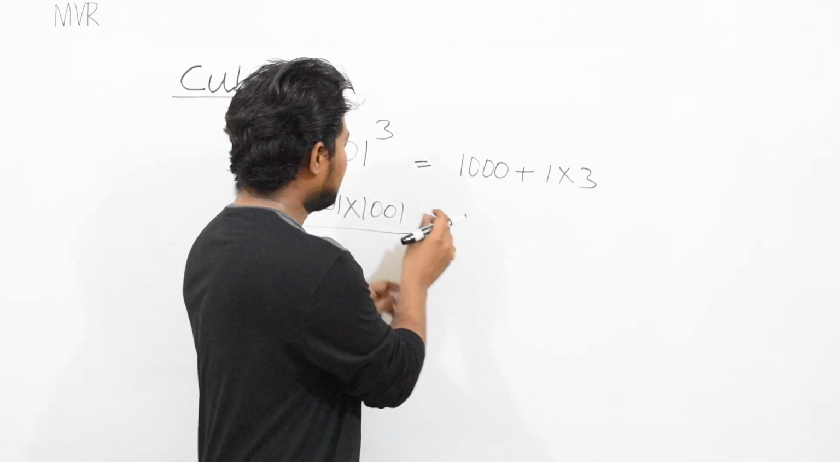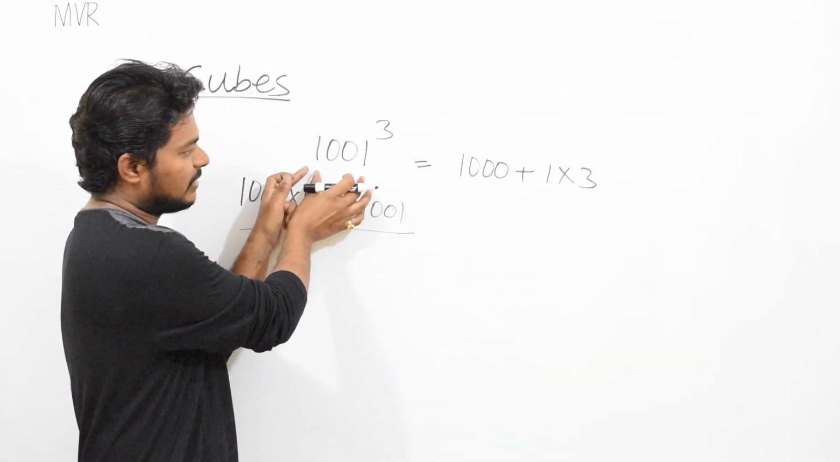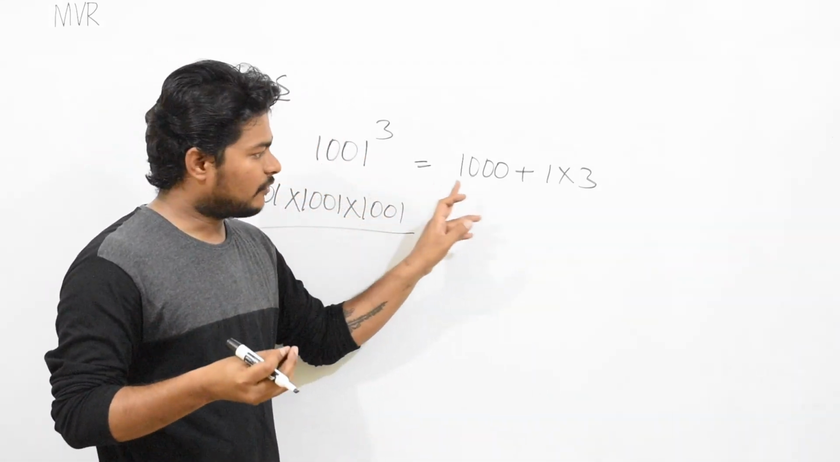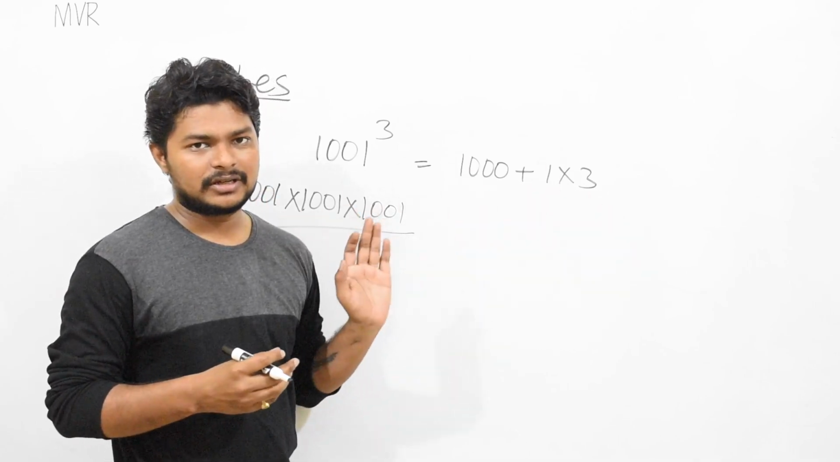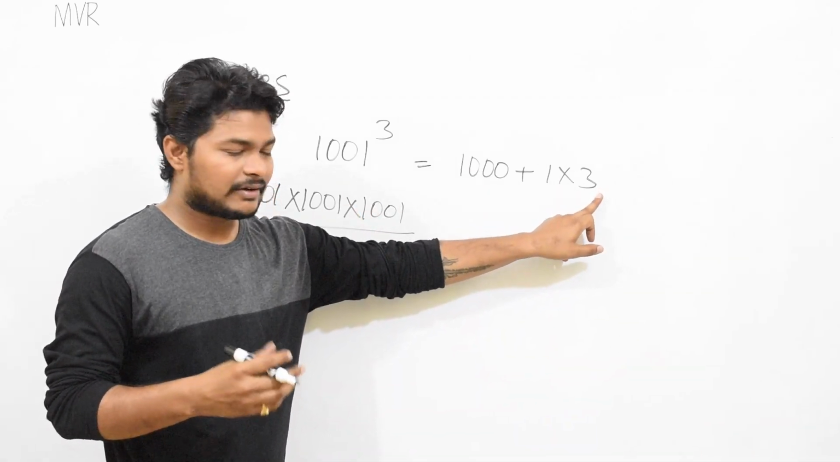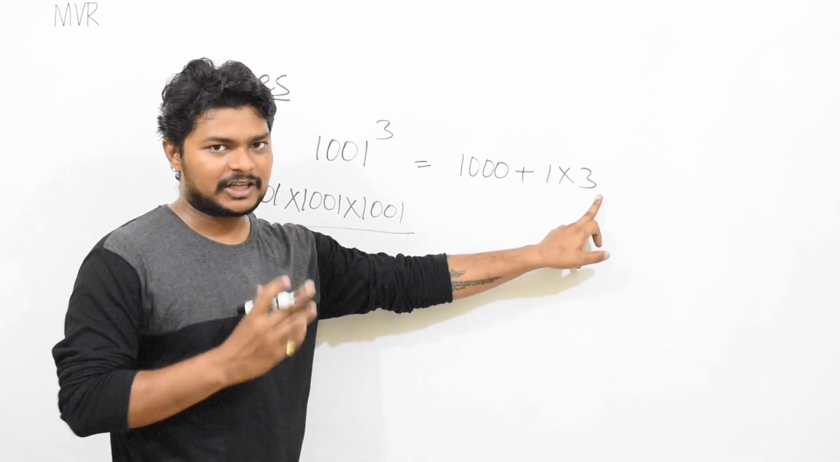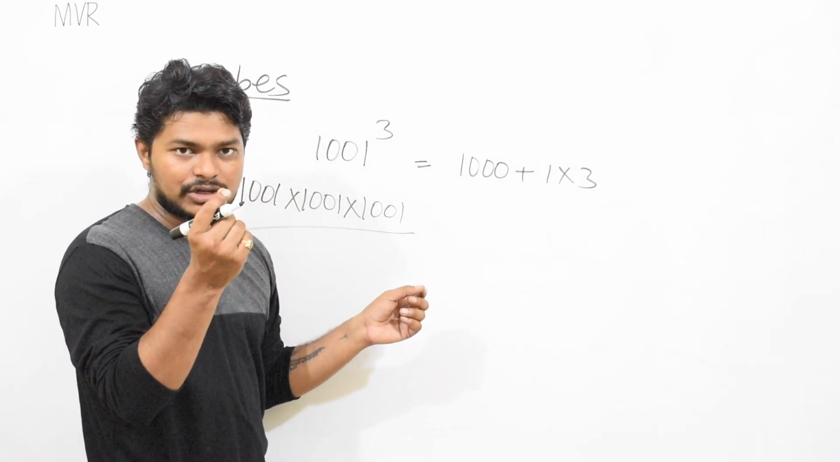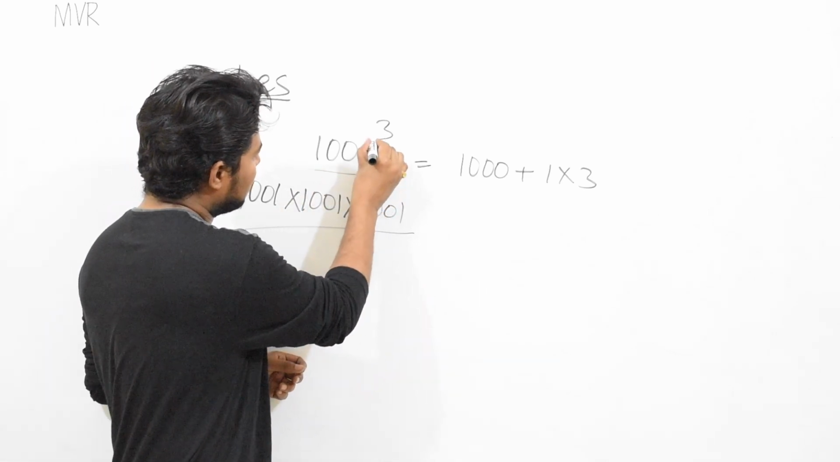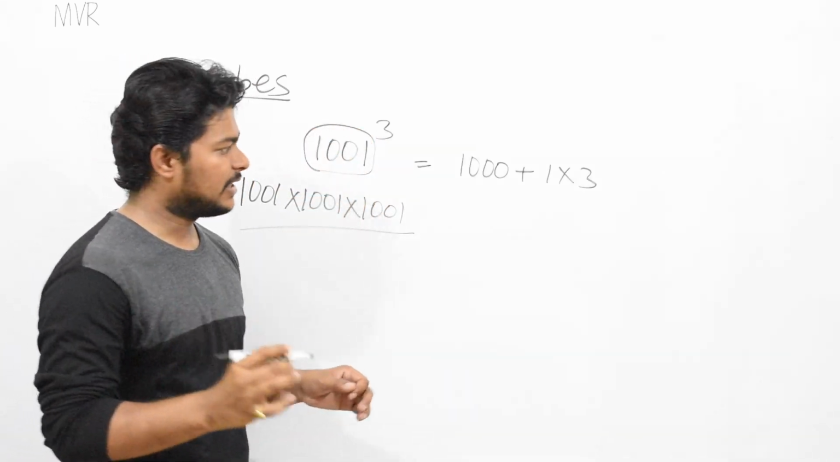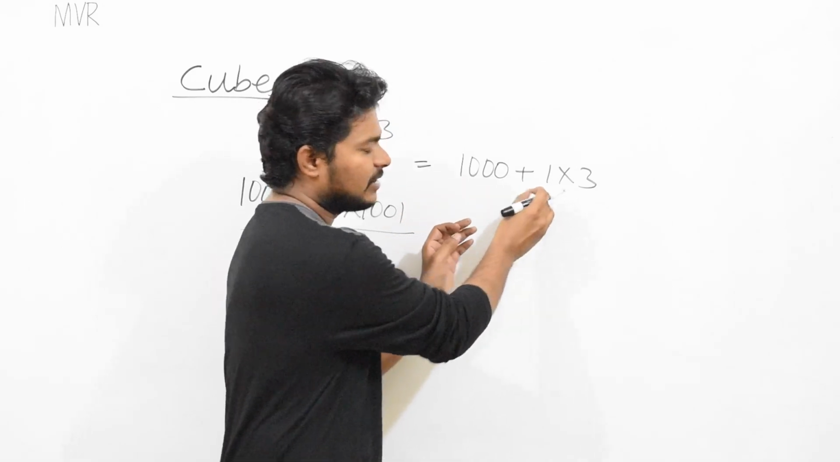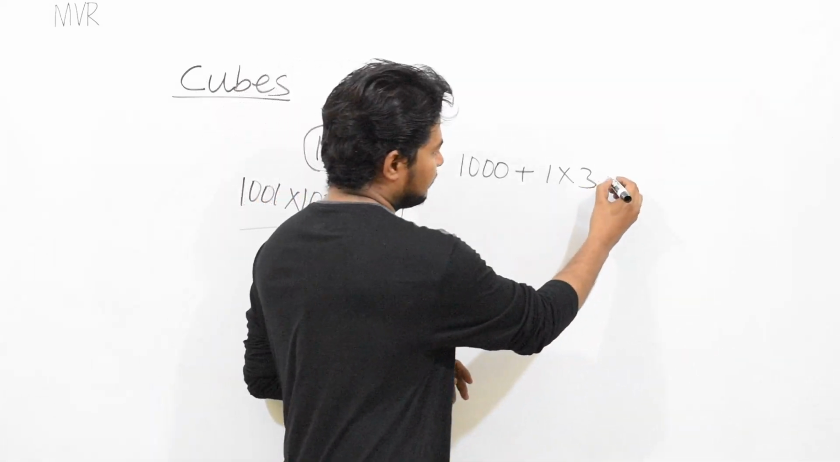Here we have taken this 1001 and written it in the form of 1000 plus 1 into 3. Why this 3? Here we are finding the cube in one particular method of Vedic mathematics. That is why you need to focus only on 1001. This is the only point of focus. Here also you just see 1000 plus 1, 1001.